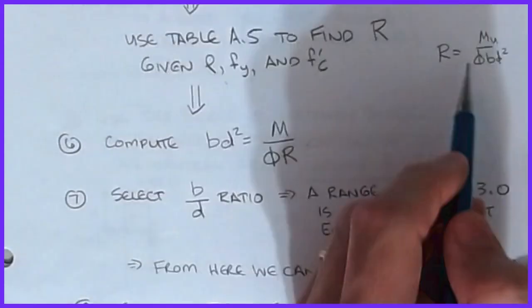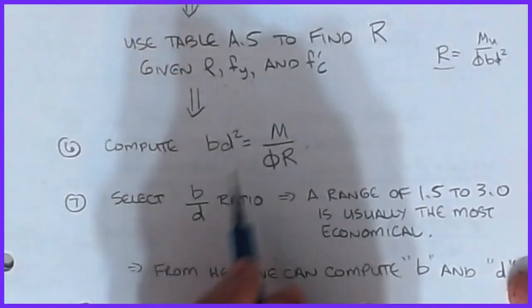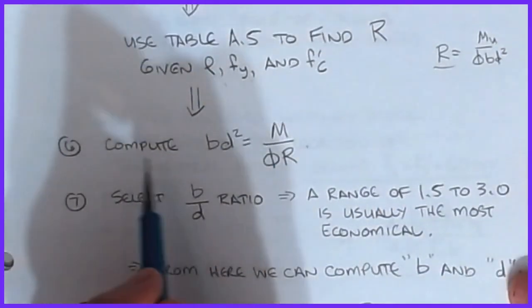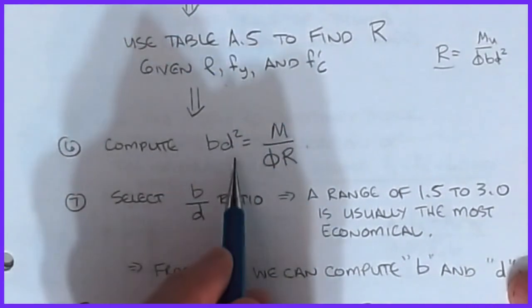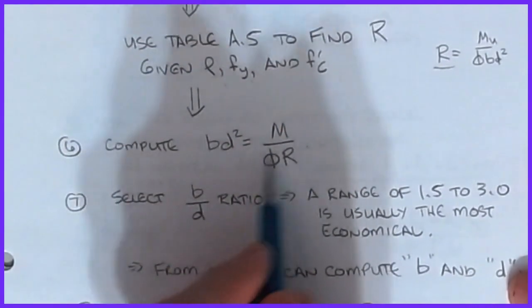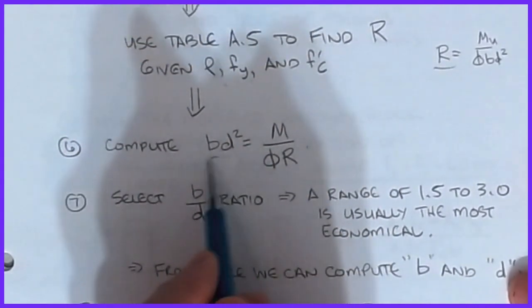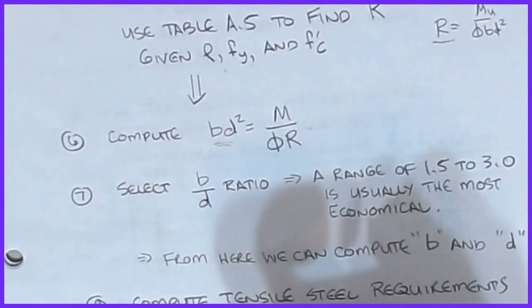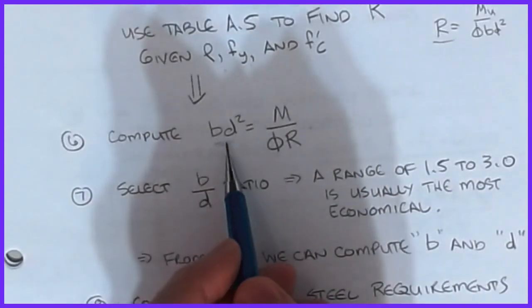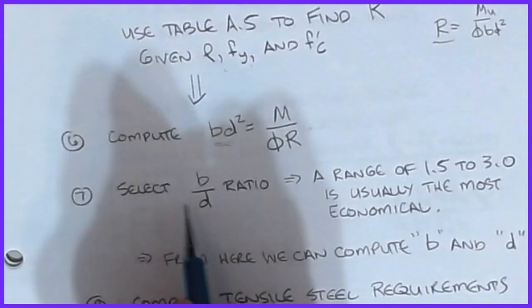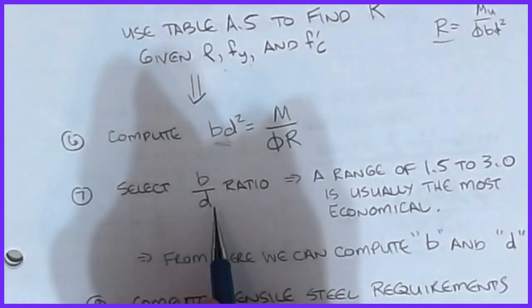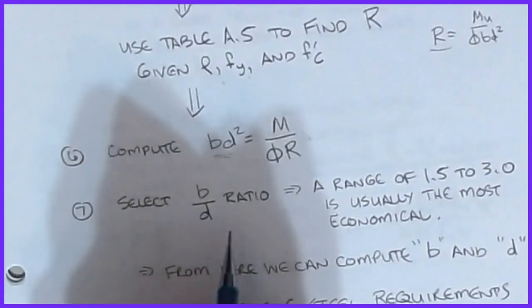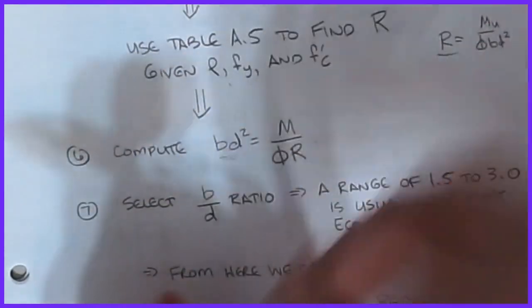Okay, so once I do that, I can pick off my R. And then once I have R, based off of all of this, I can compute BD squared as being just M over phi times R. And so that will get me to this. And then to unravel this, all we're going to do is assume a B over D ratio, if you will. Okay, and I think I have this backwards.